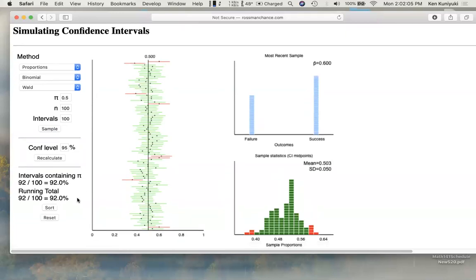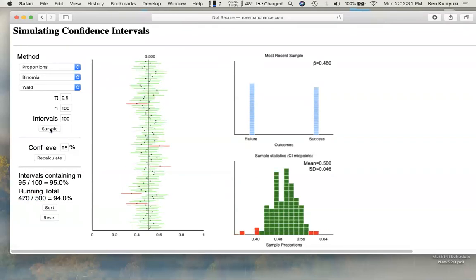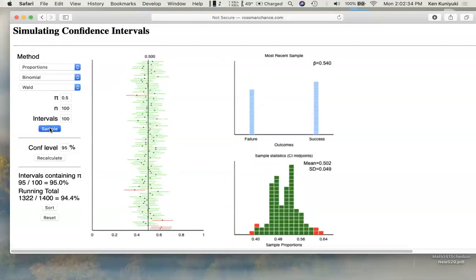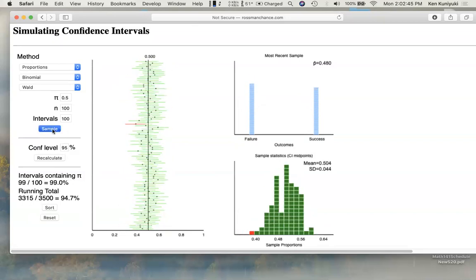Actually, what if we keep building things up? Let's not reset it. Let's keep increasing the sample size, well, the sample size of confidence intervals. So here the running total, 200. 185 out of 200 of the confidence intervals contain the 0.5. So this here, 185 out of 200, that's 92.5%. Let's keep doing this. 100 more people. 100 more people. 100 more people. Look what's happening. As we keep doing this, notice that our percent so far of these confidence intervals that contain the 0.5 is getting closer and closer to the 95%. It's like the law of large numbers.